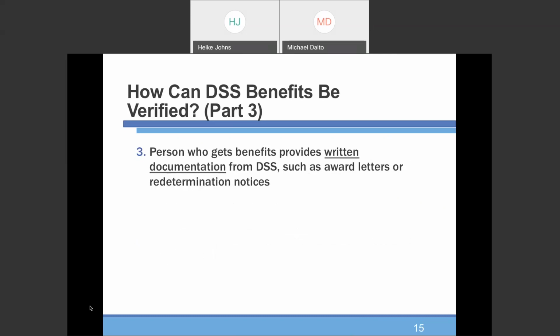Third, you could look at documents that the individual is able to provide that they've received from DSS, such as award letters or redetermination notices. But it's really helpful if you can also verify online or through the FSD information line.